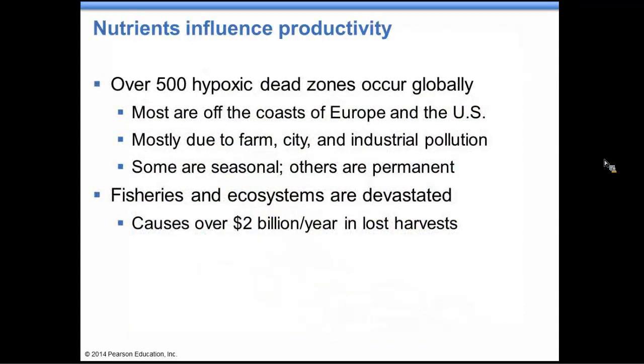Increased nutrient pollution from farms, cities, and industries have led to development of over 500 documented hypoxic dead zones globally as of 2010. And this includes the Chesapeake Bay that we've been talking about, as well as a very large dead zone that forms each year in the Gulf of Mexico, near the coast of Louisiana and the mouth of the Mississippi. So here we can see a very large influx of nutrients have caused a limiting of another nutrient.